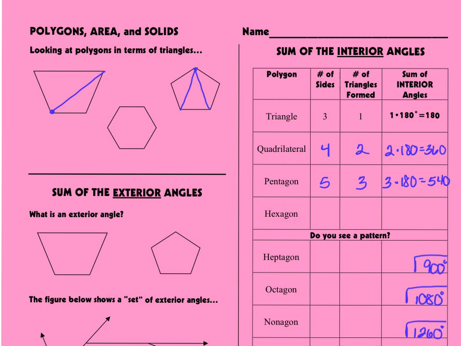The hexagon, you may or may not know. Some of you probably do. So we're going to look at the hexagon through the same process. Pick one vertex, any one that you want. Draw in all the diagonals from that vertex. That's going to break my hexagon down into 4 triangles. So go back to the chart. I'm going to have 6 sides, 4 triangles. So each triangle will have 180 degrees, and that will give me a total of 720 degrees.